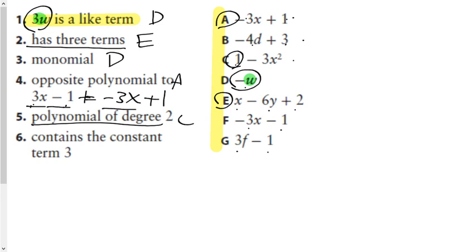And finally, contains the constant term 3. This constant term is negative 1, positive 2 does not have a constant, positive 1, positive 3 is the constant, and therefore B is your answer. Remember, constant terms are those terms that do not have variables, variableless terms.